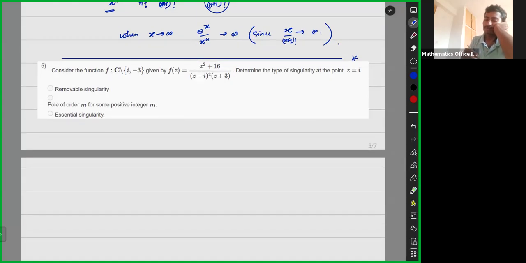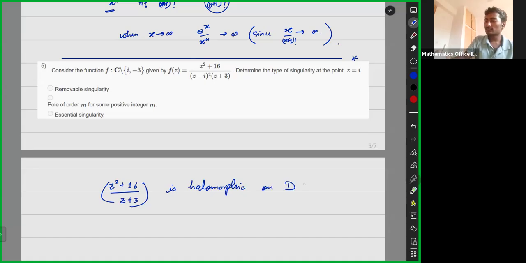We can directly see from here what we can see. z square plus 16. This is an entire function, right? Even if you divide by z plus 3, this function is holomorphic in some neighborhood of i, maybe one radius, we can take one.